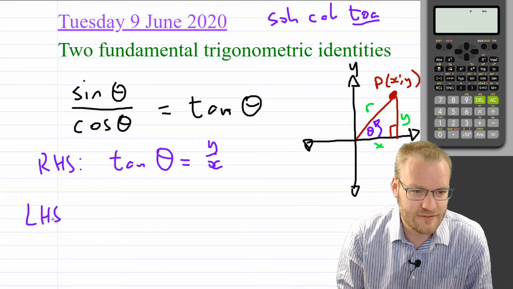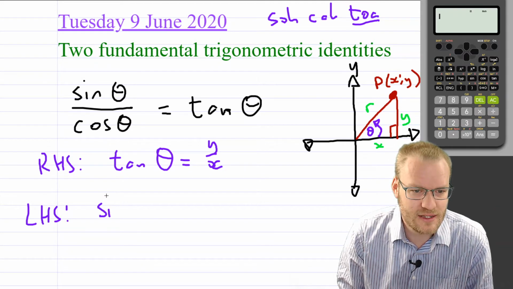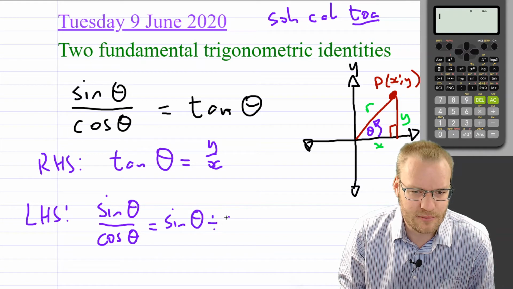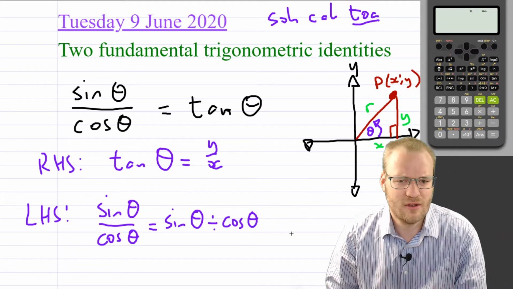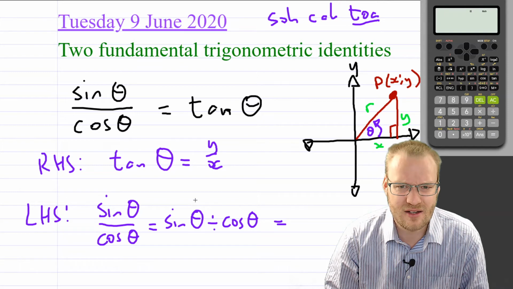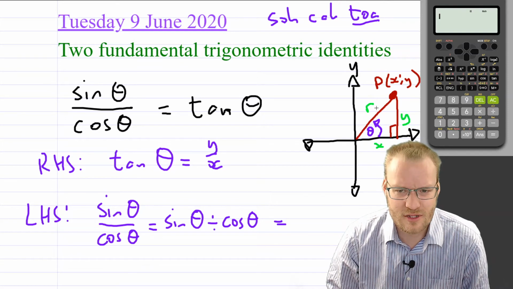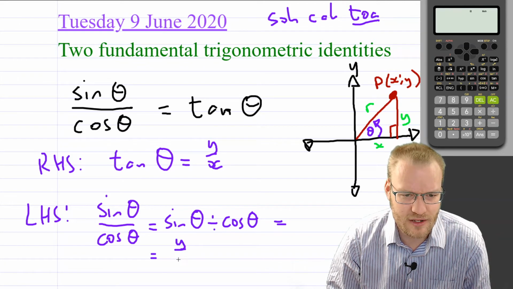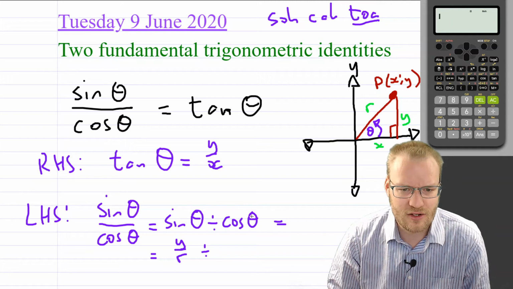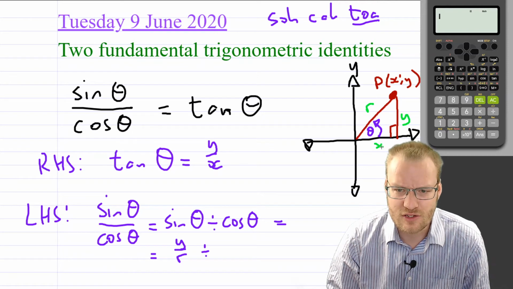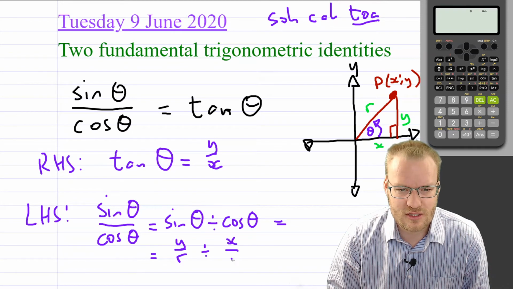Let's look at our left hand side. We've got sine theta over cos theta. Now that's just the same as sine theta divided by cos theta. That's what the fraction means. And we're doing that because it's going to be easier when we've got our fraction, because sine theta is opposite over hypotenuse, or you might just remember that's just y over r. Divided by cos theta, which you might remember is x over r, or adjacent over hypotenuse, so it's x over r.